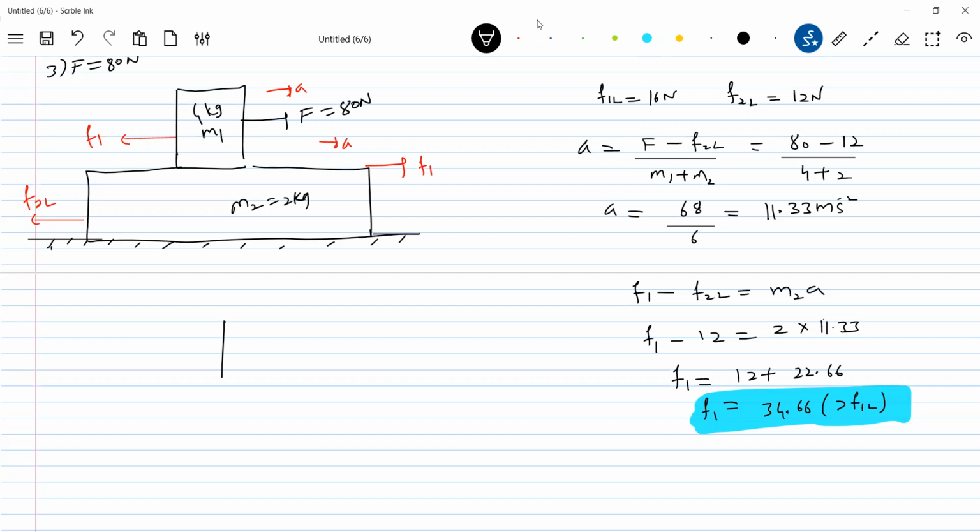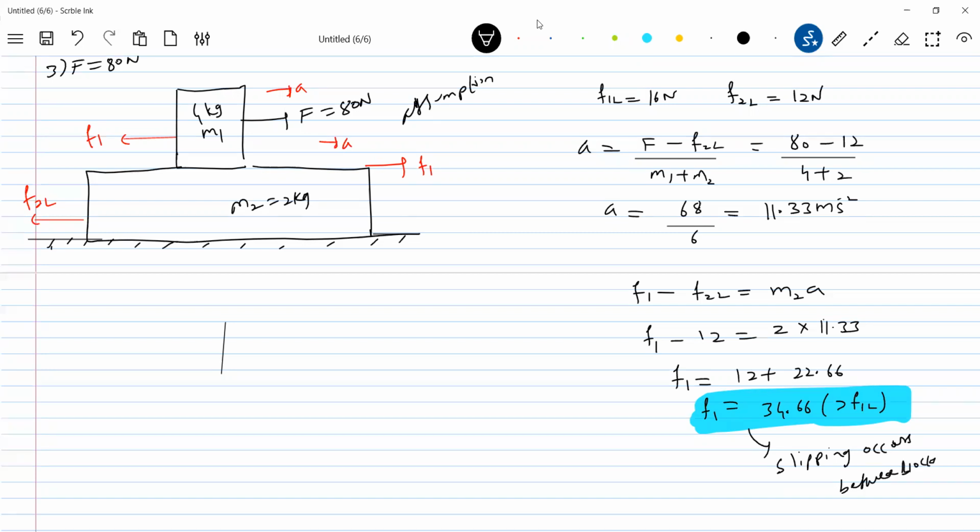So this is the assumption. No? F1 cannot be greater than F1L. So therefore, slipping occurs between blocks.